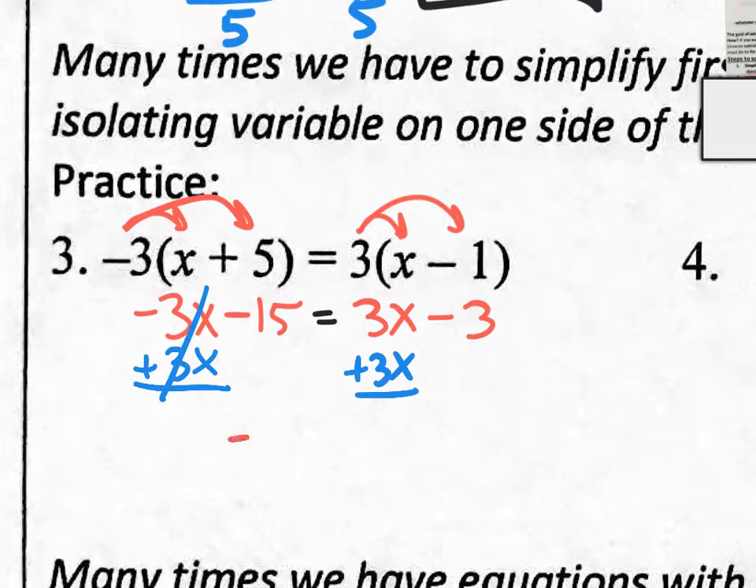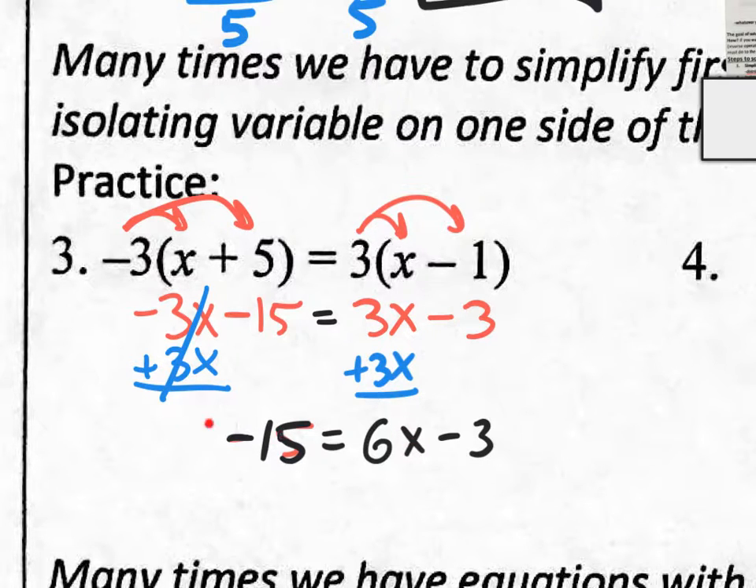My new equation is negative 15. The equal sign comes down. Negative 15. The equal sign comes down. 3 plus 3 is 6 x's, and then minus 3. So I do have x all by itself on one side.